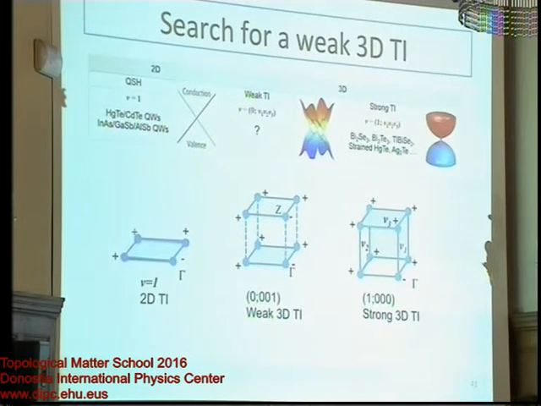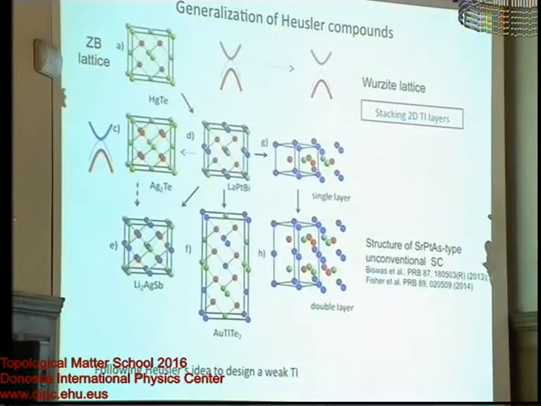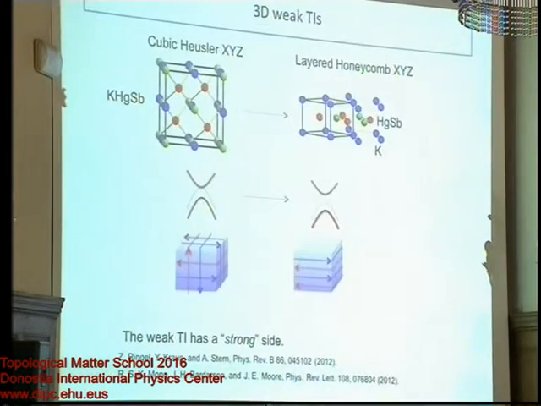Okay. Here I just show you another example, a weak TI. So far we mentioned the 2D TI, the mercury telluride quantum well. It has edge states, and it was proved by measuring the edge conductance, the quantized edge conductance. The 3D TI is confirmed by measuring the surface states, just to see a clear Dirac cone in the gap, even at room temperature. Then where is the weak TI? In layered 3D materials.